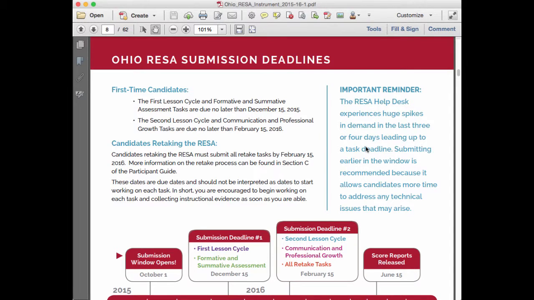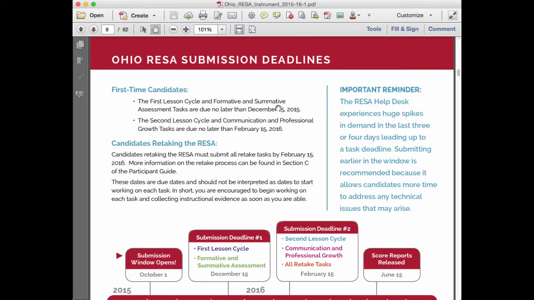I wanted to take a look at the very first submission that is due, and you can see that for first-time candidates, the first lesson cycle and the formative summative assessment tasks are due no later than December 15th. If you are done in October or November, you are more than welcome to submit early. There's nothing that says you have to wait until December to submit them.